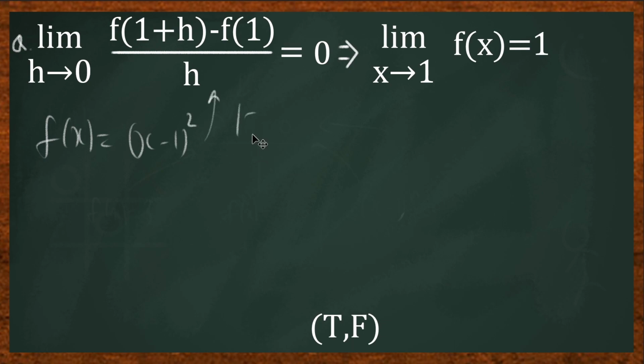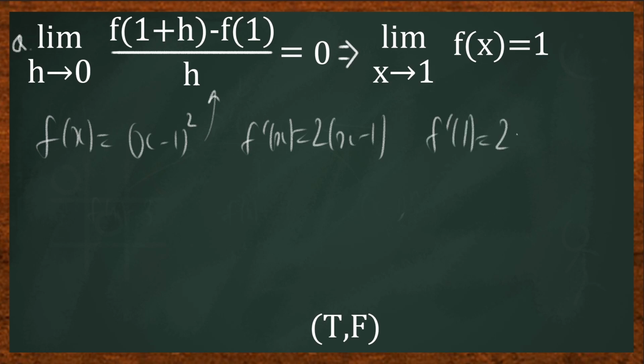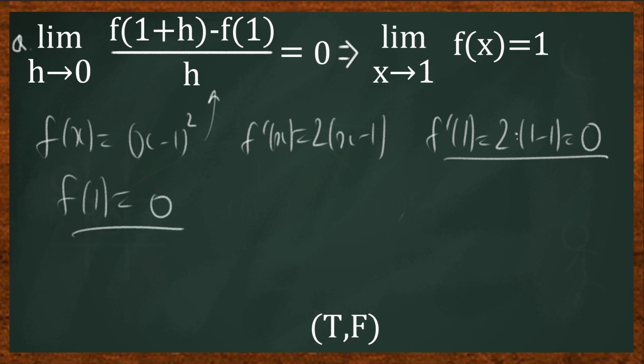Because f(x) is continuous for all x, we can just find f'(x) like this and put x equals 1 in it and find f'(1), which is of course 0. But when we solve the limit as x approaches 1, this will be 0. So this A is false.